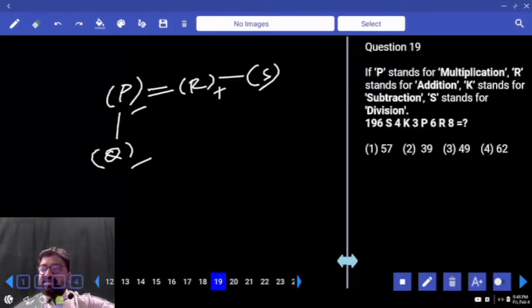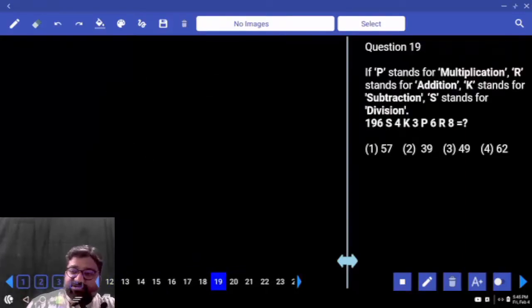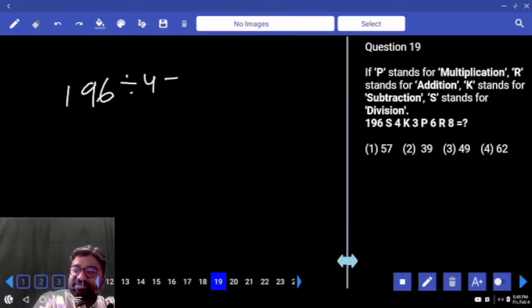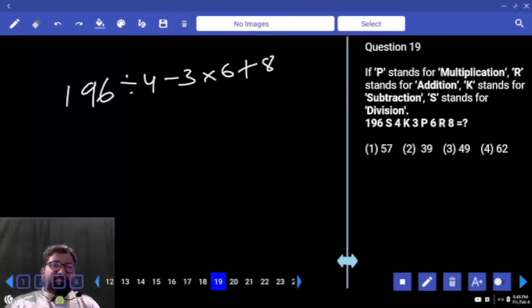Next, I am supposed to go for the 19th question. This was clearly based on the BODMAS rule. So let's try to solve this question. 196 S. What does S stand for? Division. 4. K. What does K stand for? Minus 3. What does P stand for? Into 6. R stands for addition, plus 8. Clear? BODMAS rule. Among these mathematical operators given to us, what is the one that you are supposed to choose first? Division. You are supposed to go with division.